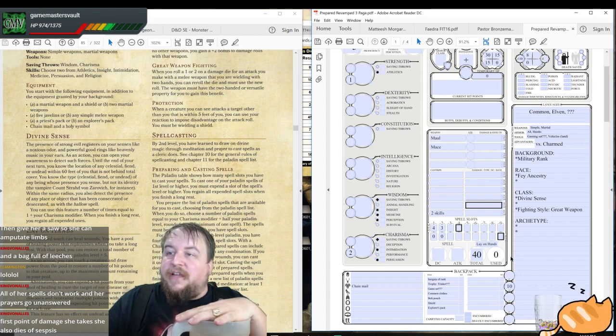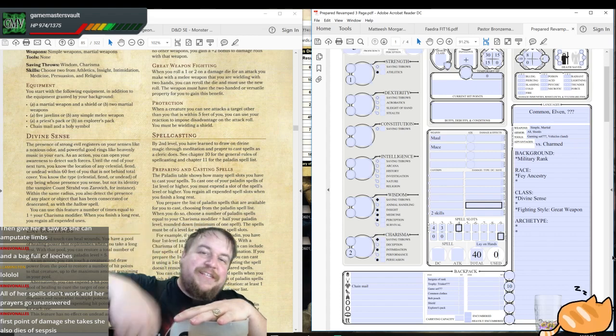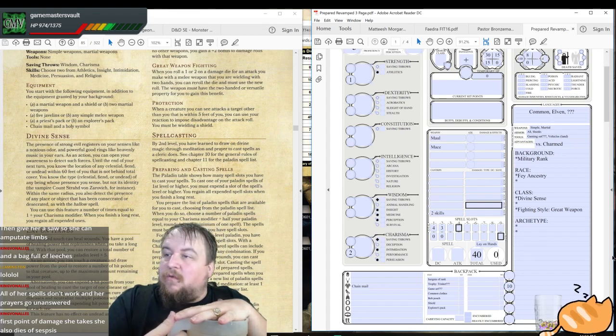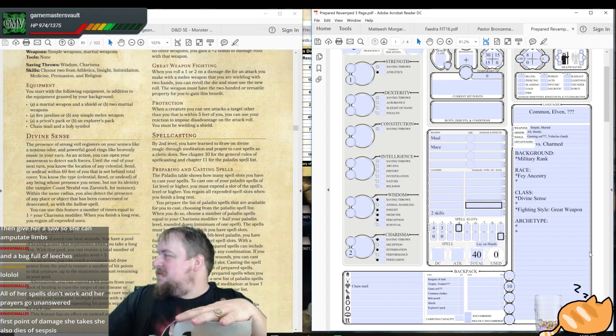And a bag full of leeches. So yeah, who needs caltrops? You just throw some leeches out, and people either slip in them or they'll just sort of get attached. All of her spells don't work and her prayers go unanswered. First point of damage she takes, she also dies of sepsis. What a character.